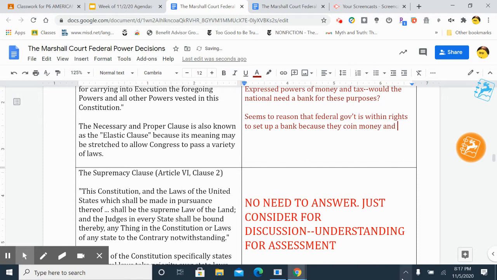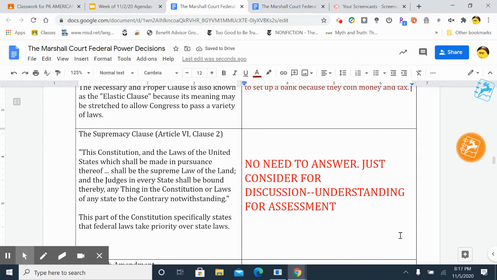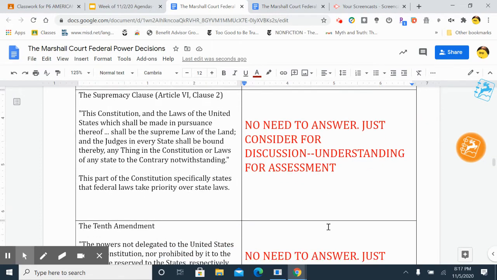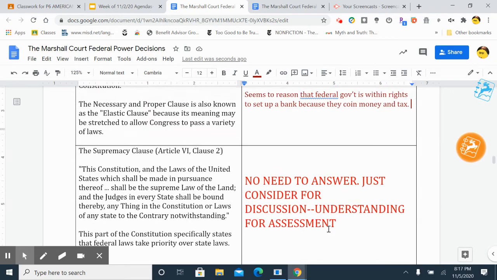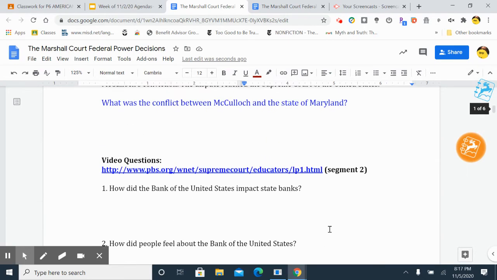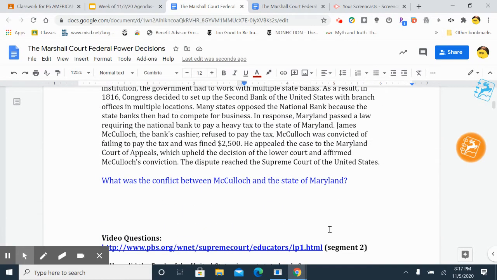The other thing to consider, even though you don't have to answer these questions, is the supremacy clause, and how you have to consider that the laws of the United States are the supreme law of the land. So consider that in your conversation as well. But then the 10th Amendment, and this is where the states argued that the powers not delegated to the United States nor prohibited are reserved to the states respectively. So again, the conflict here is, should the bank have to pay a tax to the state of Maryland for operating in it?